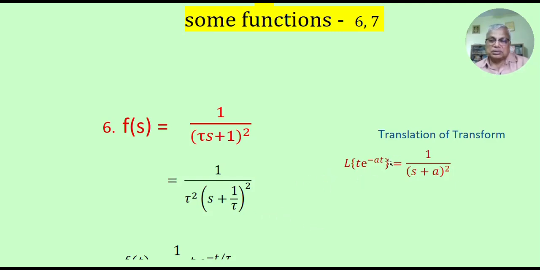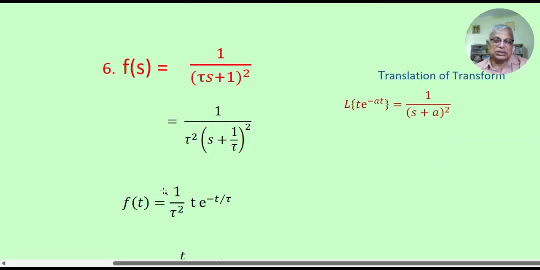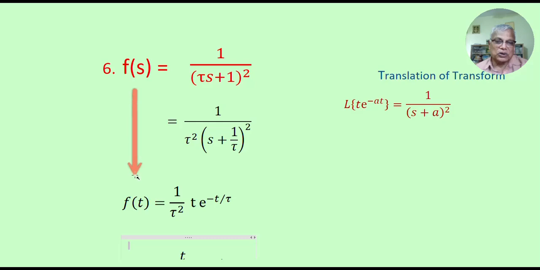The Laplace transform of t into e power minus a t is known as the translation of transform. So L of t into e power minus a t is 1 by (s plus a) whole square. Here a is 1 by tau. Using this rule, when you take the inverse of 1 by tau square into (s plus 1 by tau) whole square, the tau square is as such, and this is going to be t into e power minus t by tau.